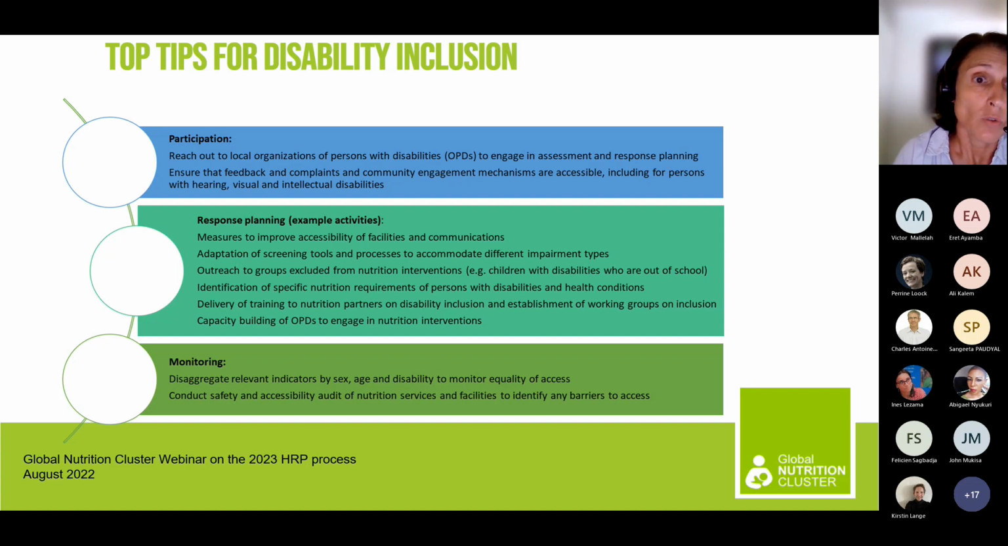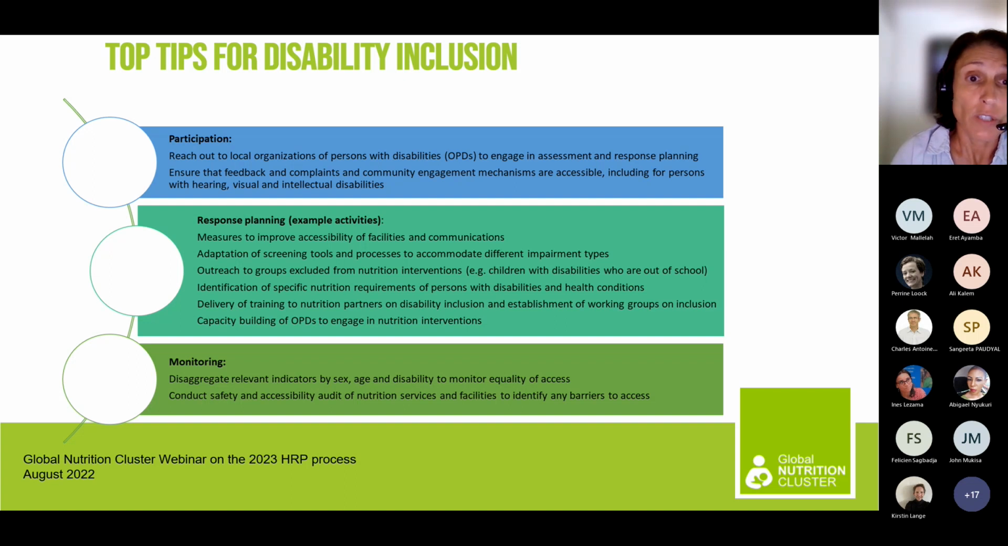Response planning, so some examples of activities: making sure we can measure the improvement of accessibility of the facilities. Because sometimes it's really just a little thing to change, to think about, but it can be very hard for some people with certain disabilities to access our facilities. So that's the first thing to think about. Then adapting our screening tools, because it's easy to say, make sure you measure and get the nutritional status, but for some disabilities, we might need special formulas or maybe adapt special tools. We have examples used in other organizations, so that's something we can also share with you.